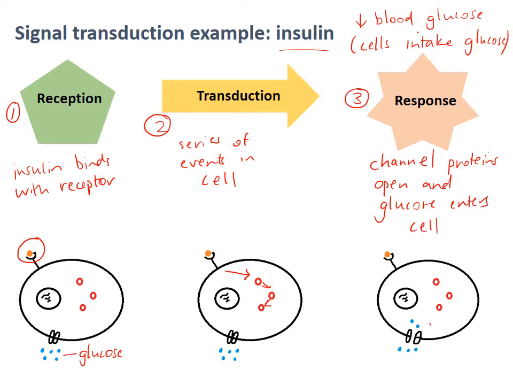Okay, so down here you can see that that channel has opened up and now glucose is moving into the cell. If you want to draw something like this in your notes, there'd be a lot of pictures on Google, or you could take the ones from my slides. But it just shows you we've got the message getting received over here. So signal transduction with signal reception with insulin binding to the receptor. We have a series of events happening in the cell. That is our transduction. And we have a response. The channels open up and glucose enters the cell.